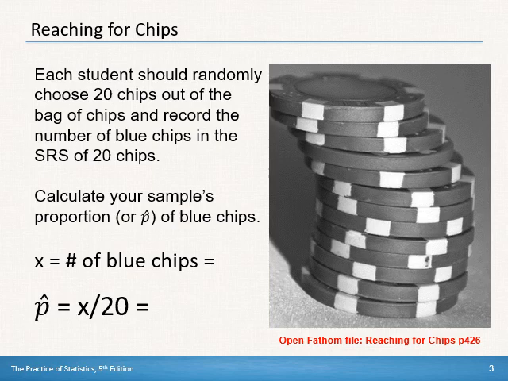So their p hat, or sample proportion, would be the proportion of blue chips in their sample of 20. They might pick out just one blue chip, or two blue chips, or three blue chips, and so on. We would do that, everyone would record it, and then I would go around and ask everybody for their p hat.